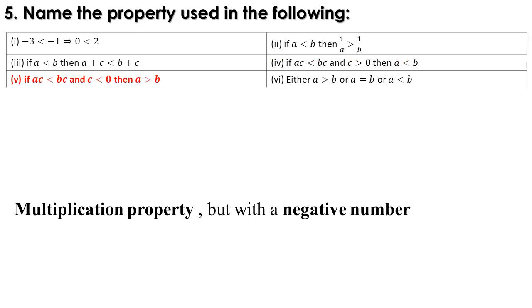Now, this is a twist. The multiplication property changes when you multiply by a negative number. If you multiply both sides of an inequality by a negative number, the inequality flips.